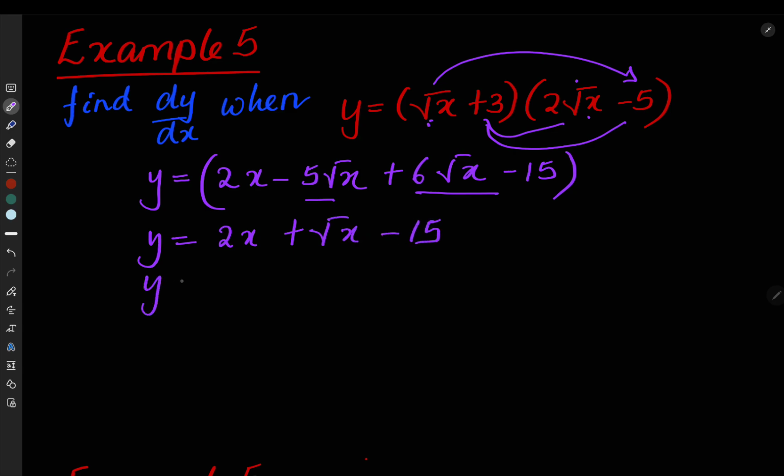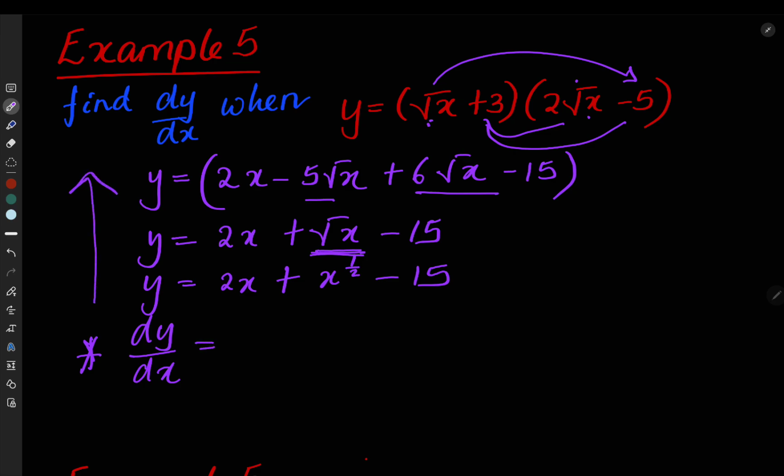This can be further written as y is equal to 2x plus. So you do not want to differentiate when you have got a square root. Remember, the laws of indices say that the square root of x can be written as x to the power a half, minus 15. Now you can find your dy/dx. Remember, you can only write dy/dx when you are differentiating. You don't write dy/dx anywhere here, because that will be wrong.